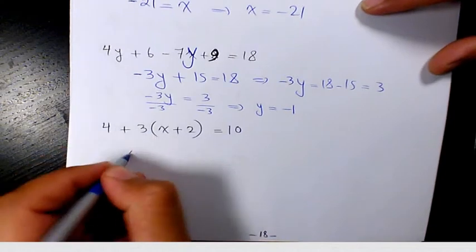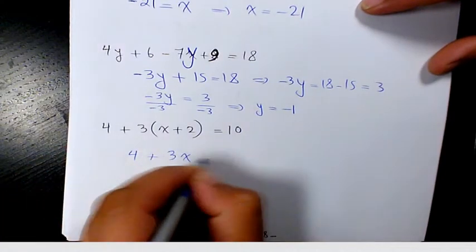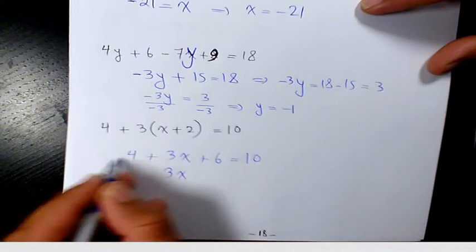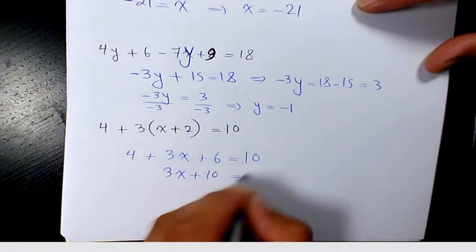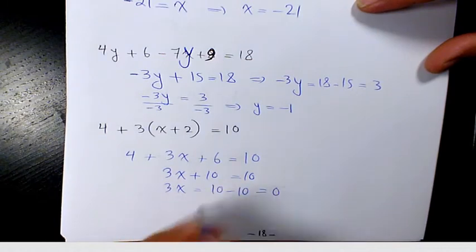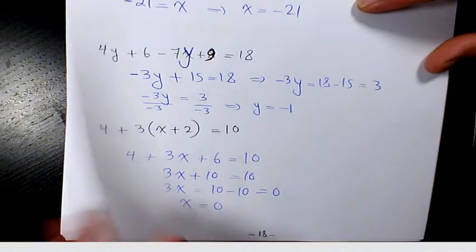Next one, 4 plus 3 times x, 3x, 3 times 2, 6, 10. So we keep 3x in here, 4 and 6 is 10, 10 in here, so 3x is 10 minus 10, which is 0. So x will be 0 as well.